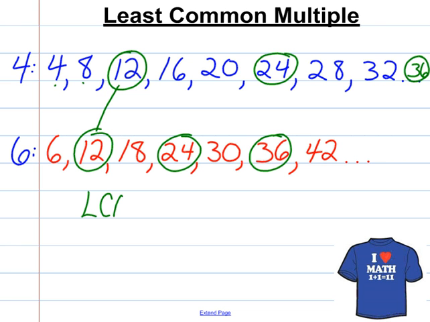Now we compare the two lists. So, let's look at the top. Well, I see a 4 here. There's no 4 down below. Next number 8, there's no 8 below. Oh, but look, I see a 12.